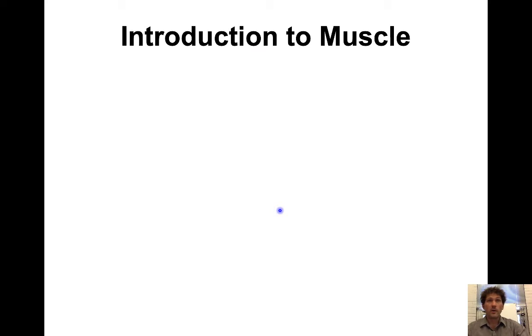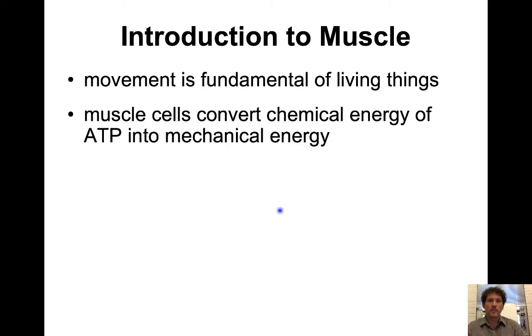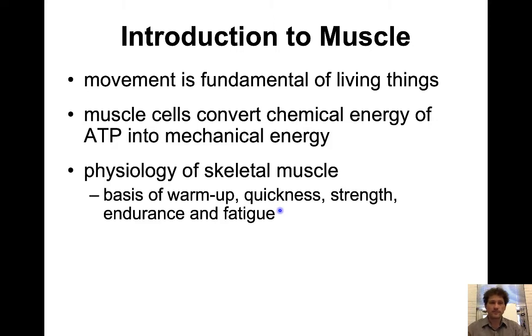All right, so let's talk a little bit more about muscle, right? So again, movement is really important for us. Without moving around, we can't evade danger. We can't get food. We can't do anything really, and we would just kind of be stuck. So our muscle cells, again, are converting that chemical energy. We're taking ATP and we're going to create some kind of force on our skeletal system so that we have some kind of mechanical energy.